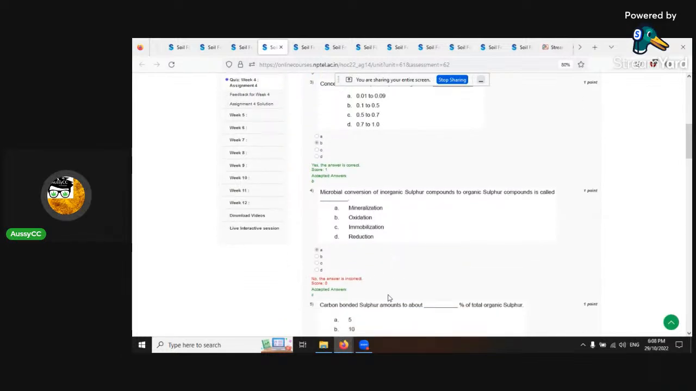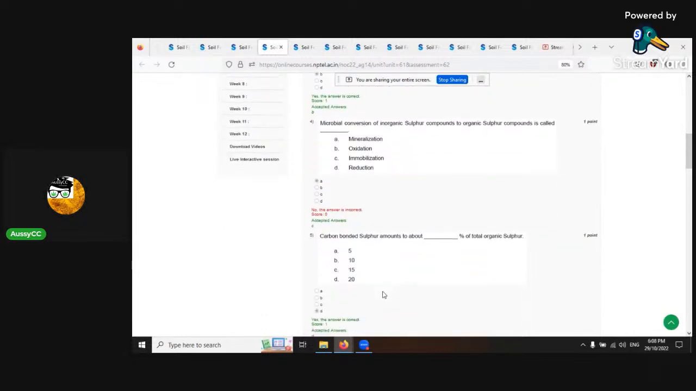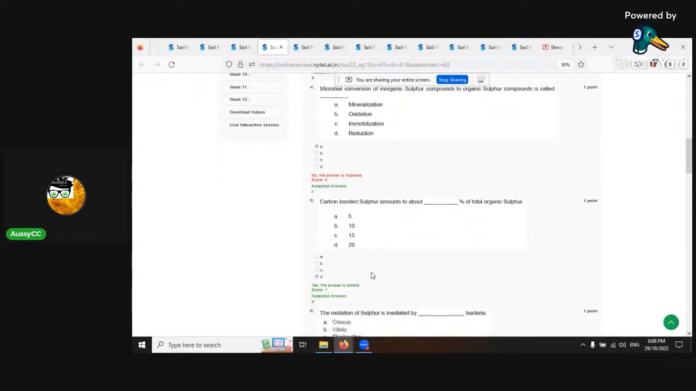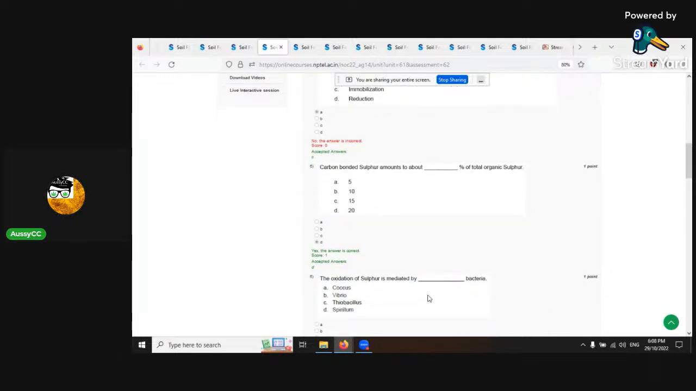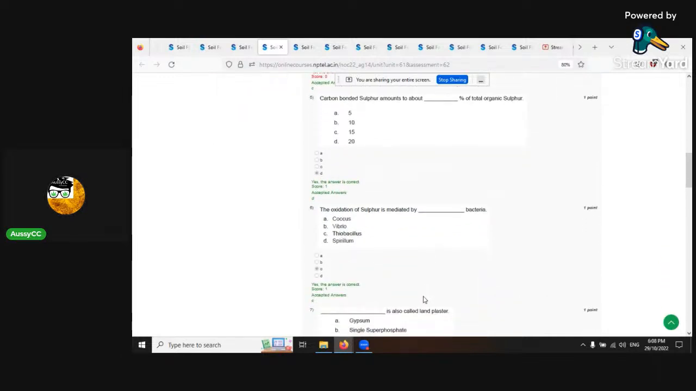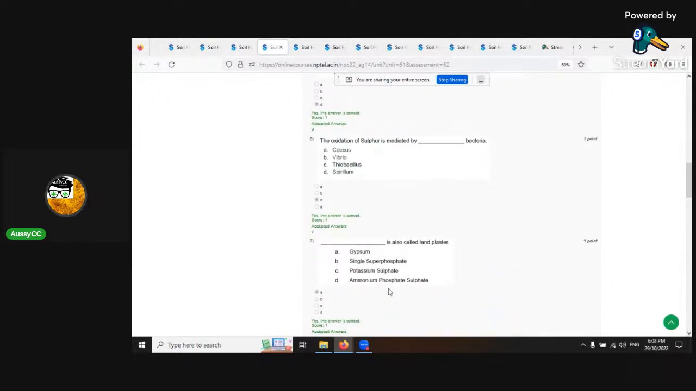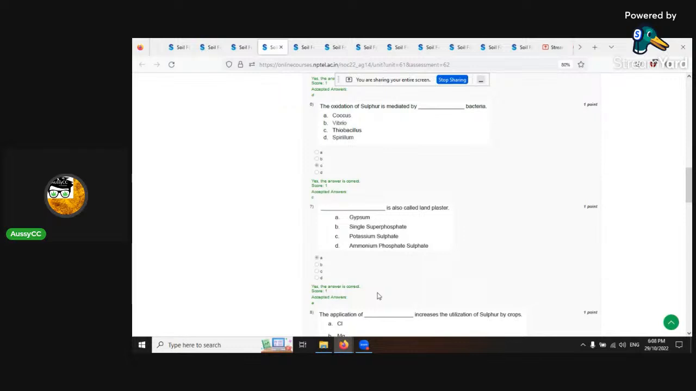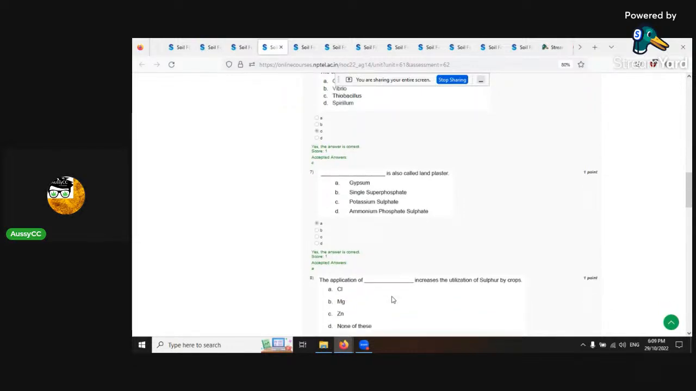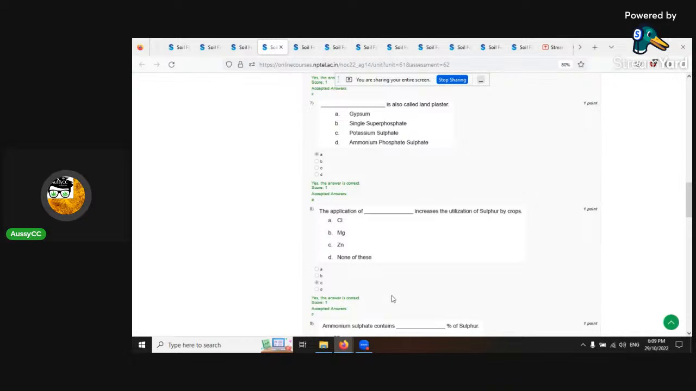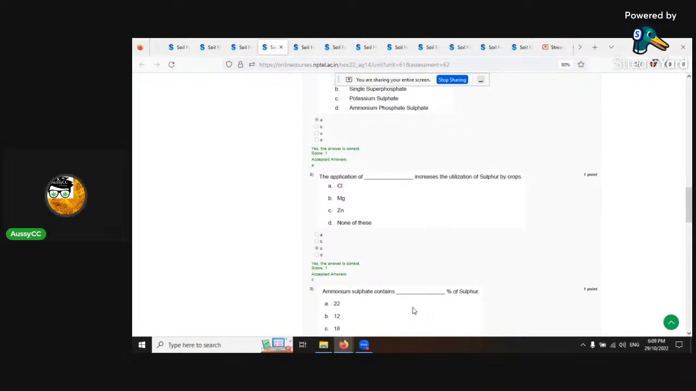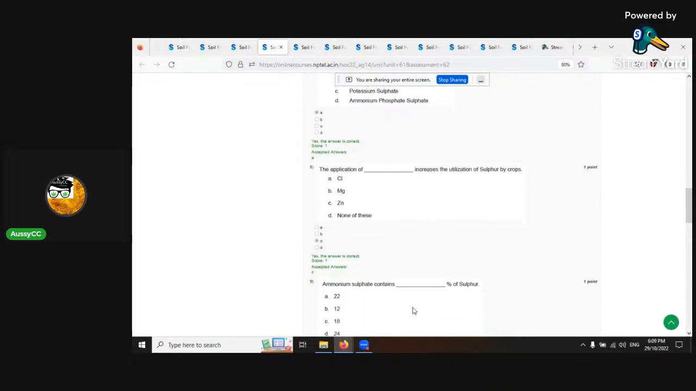Oh, well. Carbon bonded sulfur is 20% of the sulfur. Oxidation of sulfur is mediated by thiobacillus bacteria. Gypsum is land plaster. It's the stuff you can put in walls. The application of something, it's zinc, increases your sulfur. I think it's zinc C. Yeah. Ammonium sulfate contains 24%. No. Yeah, I'll go. Yep, D.